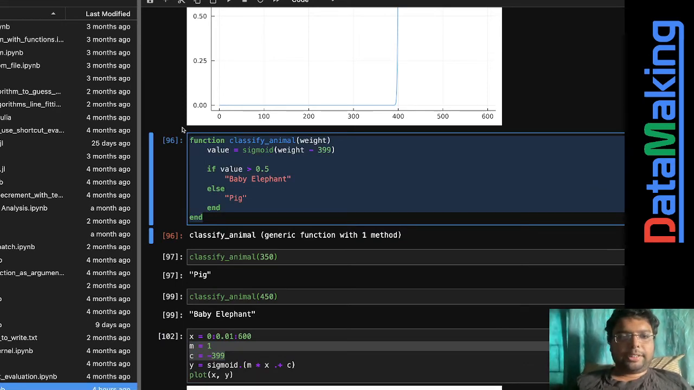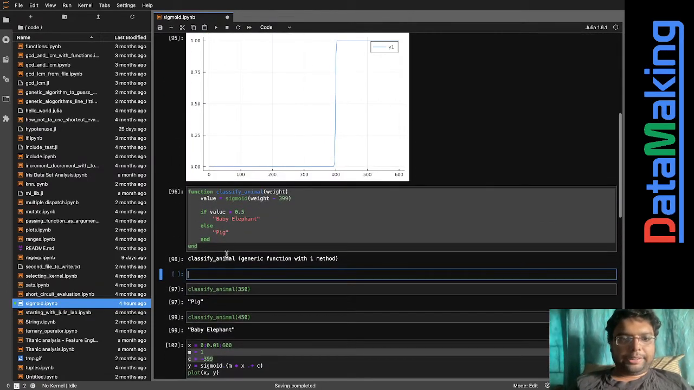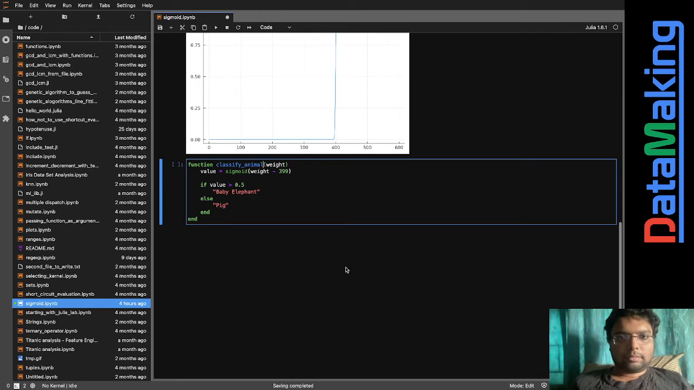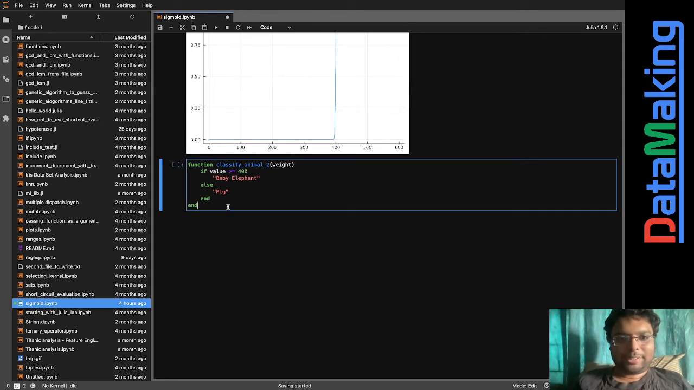In fact, you can write this function like, let me just make it small. Here, classify animal 2. If you just consider a bunch of points, you can just write a function like this: if value is greater than or equal to 400. You can't say about 400, right? It's a boundary condition, right?